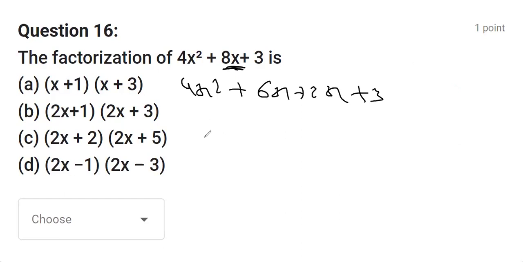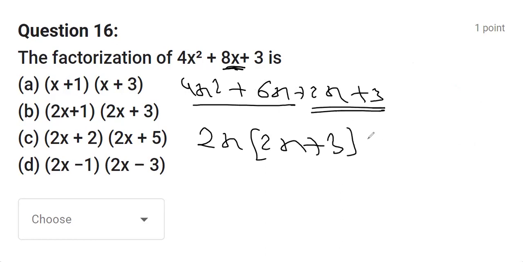So what we are going to do, I can see 2x common between the first two terms. Dividing the first with 2x, I'm getting 2x. Dividing this with 2x, we'll get only 3. Now I can see there is nothing common here, so we'll be taking positive 1 as common. Dividing each of them with 1, we'll get 2x plus 3.